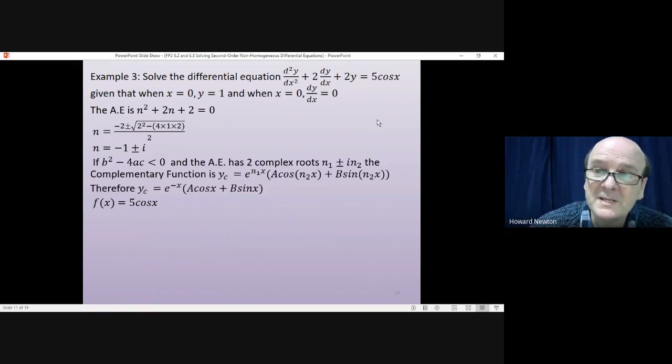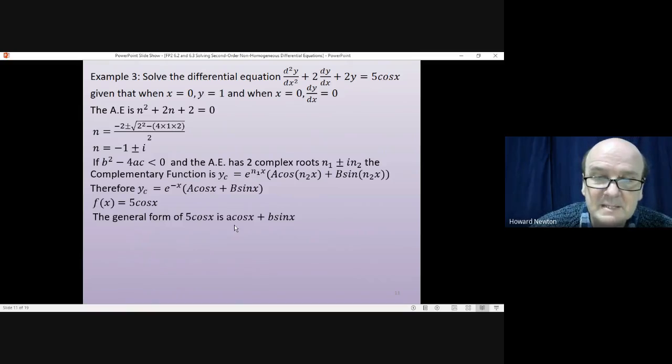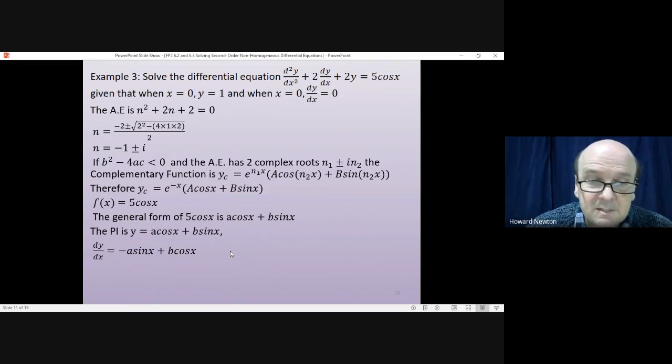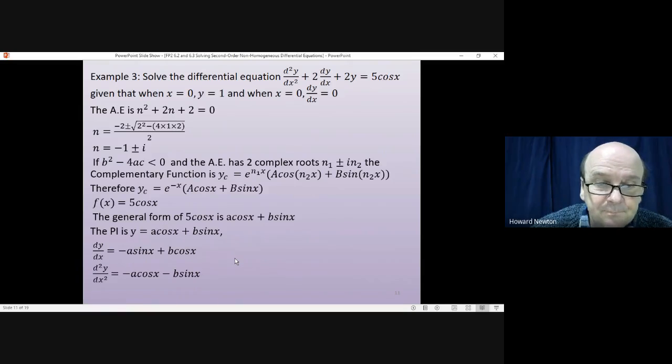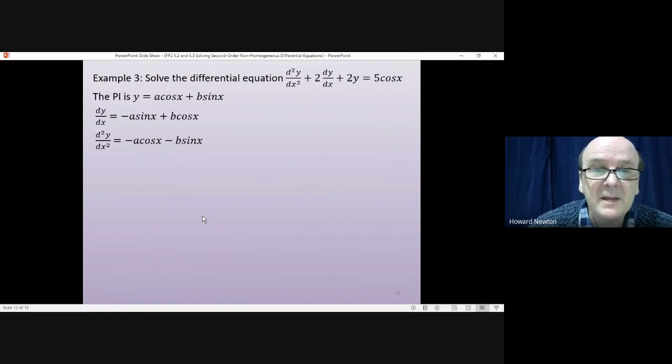Now the function on the right-hand side is a trig function, and as we said, if you have a trig function, the general form of that is a cos x plus b sine x. We need to include both things. So that'll be the particular integral. Differentiating that gives us this. Differentiate it a second time gives us this. And then, that's where we've got so far.